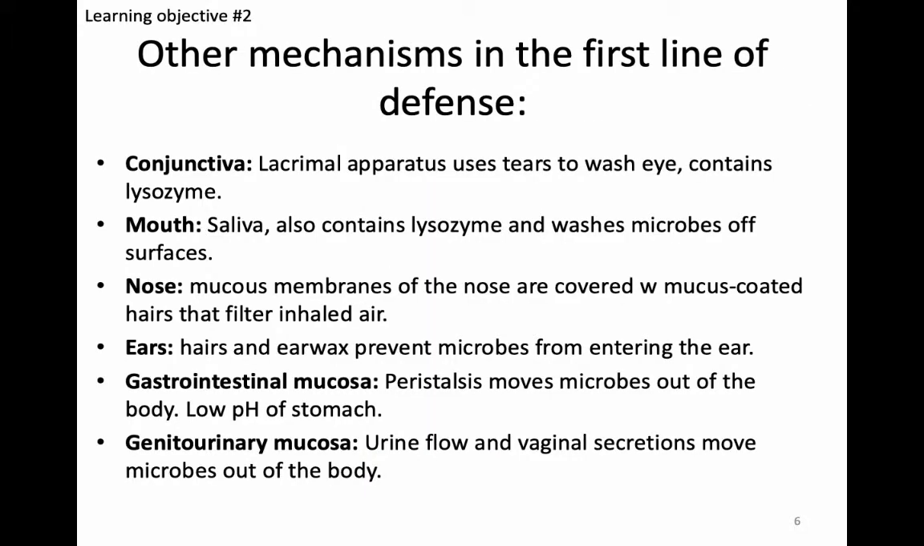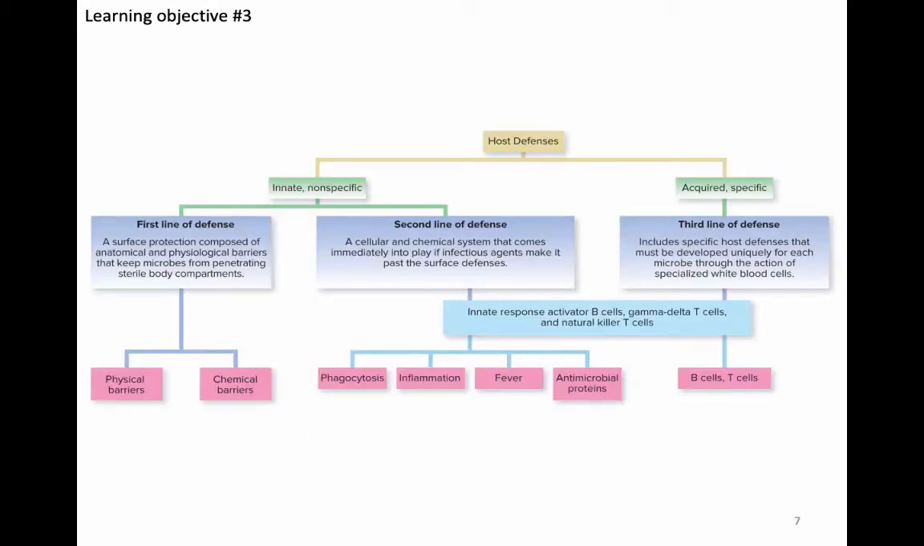Listed here are other mechanisms in the first line of defense. Their collective goal is to keep microbes out of the host. If a microbe is able to penetrate the first line of defense and enter the host, so it gets past these physical and chemical barriers, we then see activation of the second line of defense, which is still part of innate immunity. But the second line of defense will be a response to the microbes inside the host. The second line of defense main players are phagocytes, we have inflammation and fever, and then we have the antimicrobial proteins called complement.